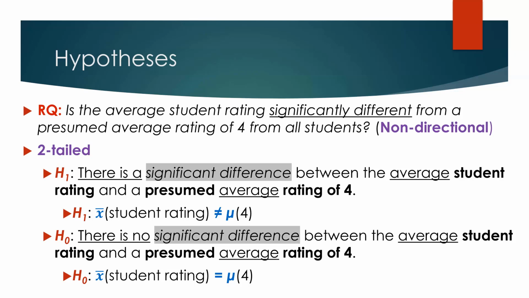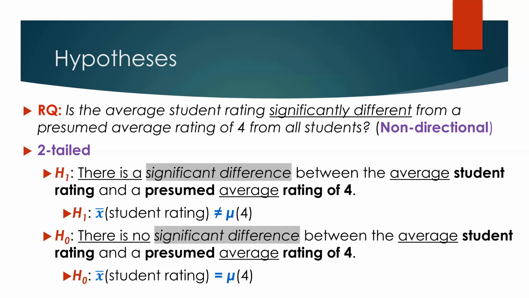There is a significant difference between the average, keyword, got to include that because we're talking about means, student rating, there's the sample, right? The sample and the x variable, and a presumed average rating of 4. There's that as the presumed population mean. So the alternative hypothesis is essentially saying that the sample mean will not be equal to the population mean. And the null hypothesis is just the same sentence, copy paste, you just put no. There is no significant difference between the sample mean and population mean, right? So the null is essentially saying that the sample mean is going to pretty much be equal to the population mean. So this is how you would write the hypotheses if your question was non-directional.